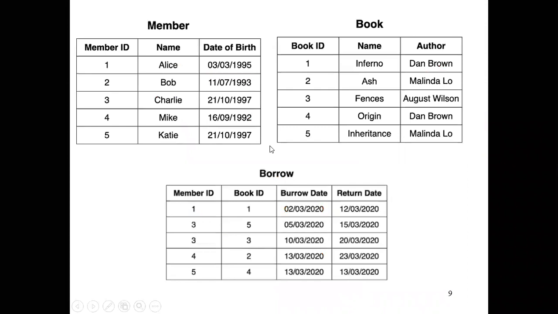So let us consider these relations for our further explanation. Here we have the member relation, book relation, and borrow relation. This is an example of a library database. Let us take it as a library database. So we have three relations here: member, book, borrow. Please note this, because in the coming slides we will be discussing based on these relations only.